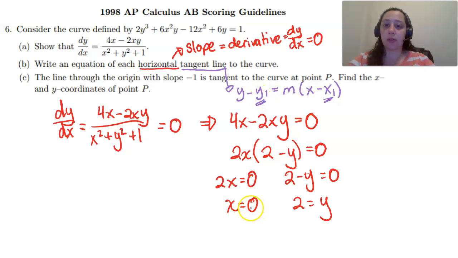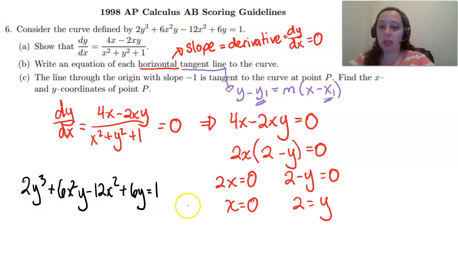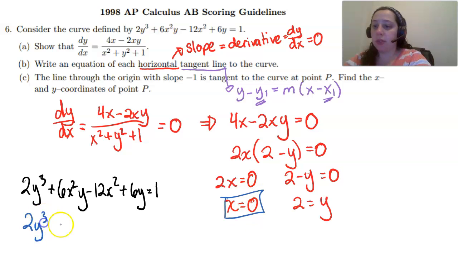So when x is 0, let's plug it into our original equation. So here's my equation. Instead of x, I'm going to put 0. Well, 2y cubed stays the same. This term is 0 because it has an x. That's 0. And then we have plus 6y equals 1.